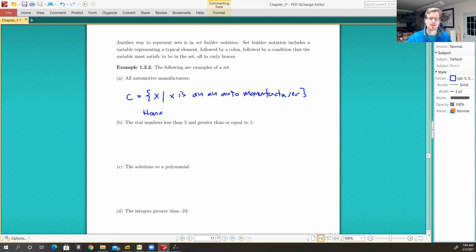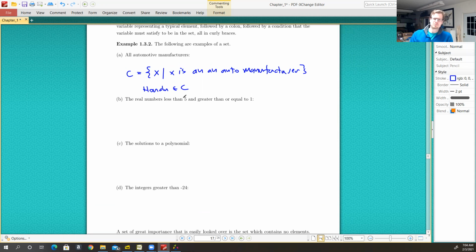Now Honda would belong to that because Honda is an automotive manufacturer. Cool. So this one is maybe just a little bit weird, right? It's not numbers. So let's take a look at one that is numbers. So let's look at H.